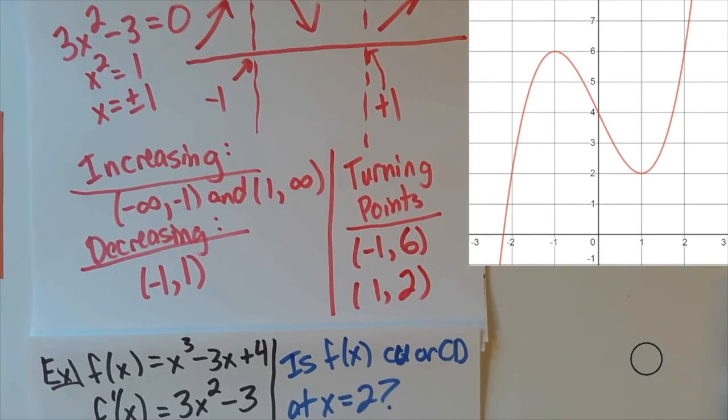Okay, and so those are my two turning points, again, in the graph. In the graph, they are here. That's where it changes from increasing to decreasing. This is where it changes from decreasing back to increasing.